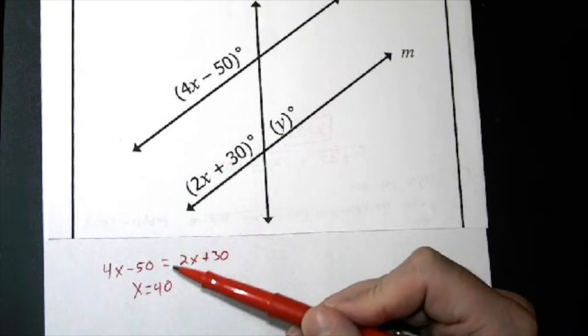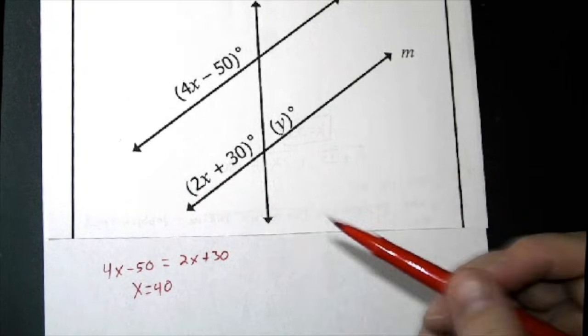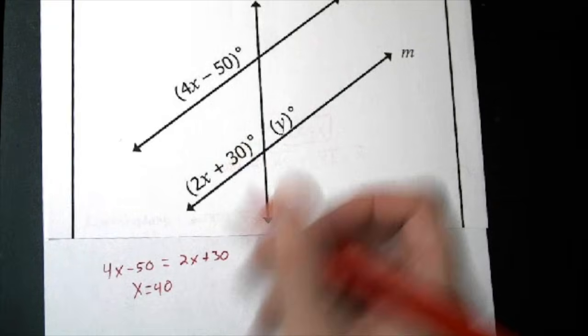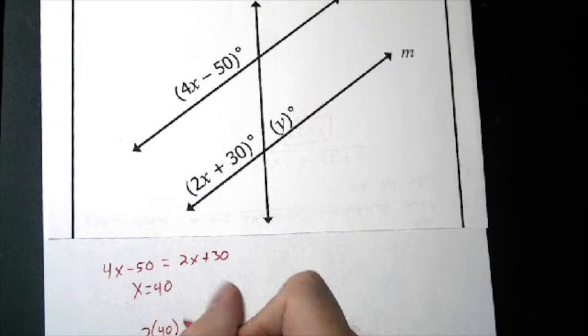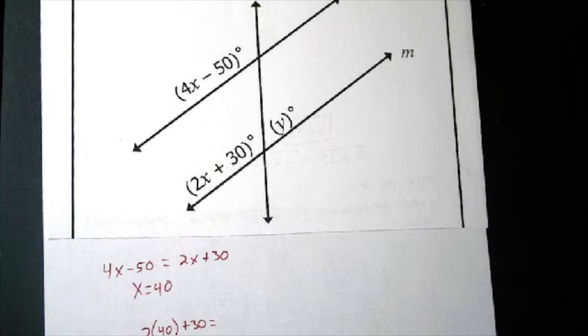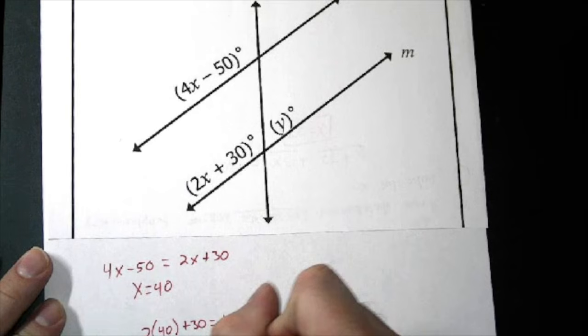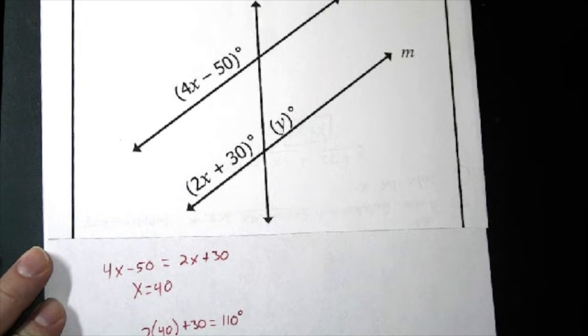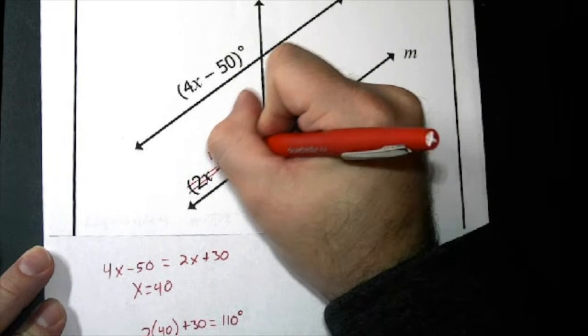So what I'm going to do is take this 40 and plug it in for x right here and find out the value of that whole angle right here. So instead of 2 times x, I'm going to have 2 times 40 plus 30. And we're going to see what that is. So when I plug in x and solve that, I get that this angle is 110 degrees. So I'm going to scratch this out because now I know that it's 110 degrees.